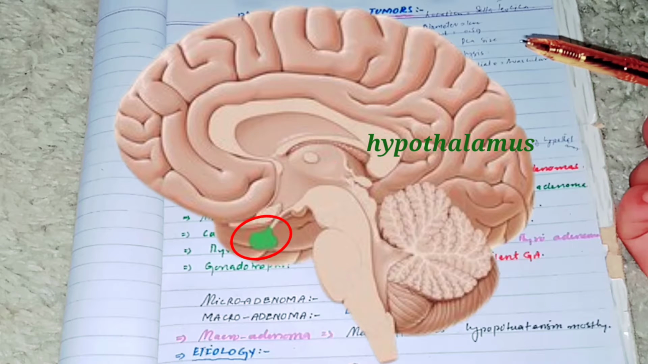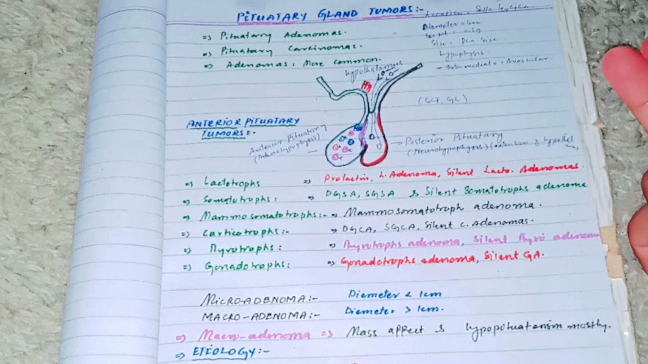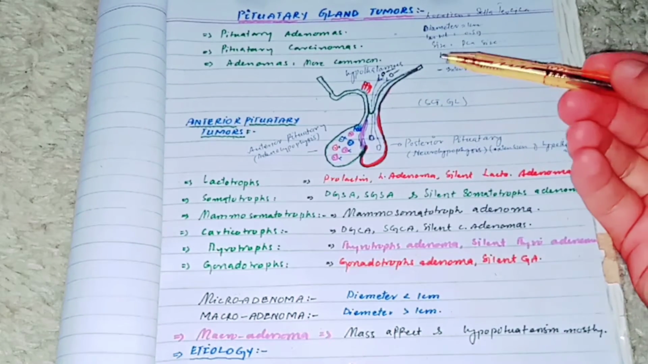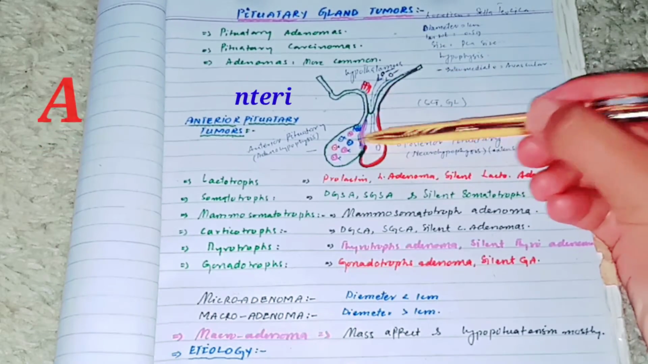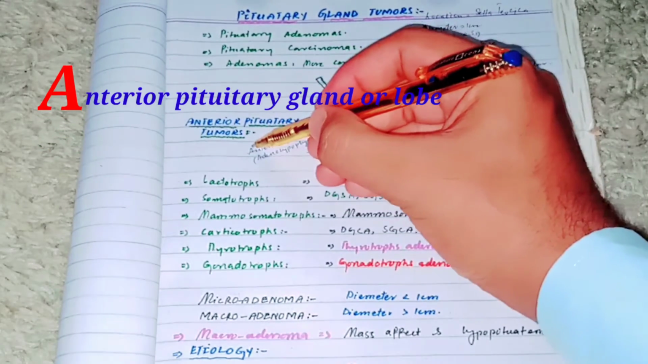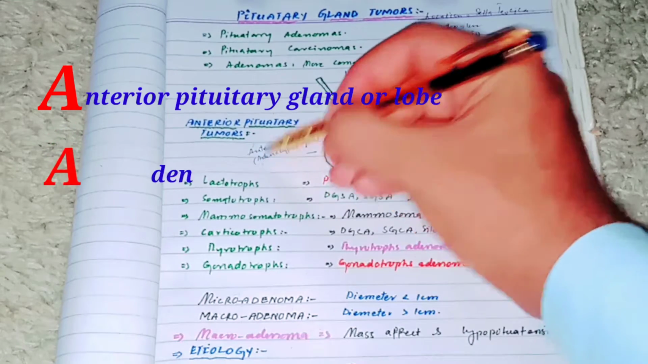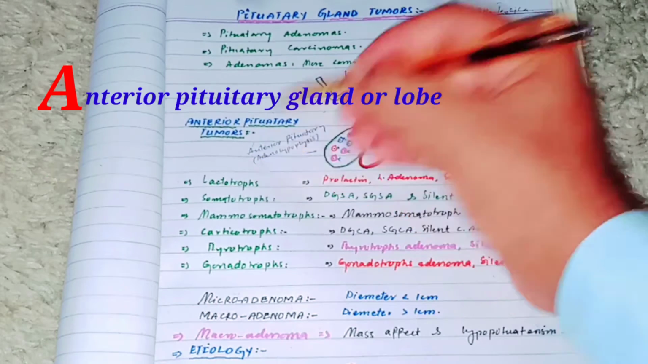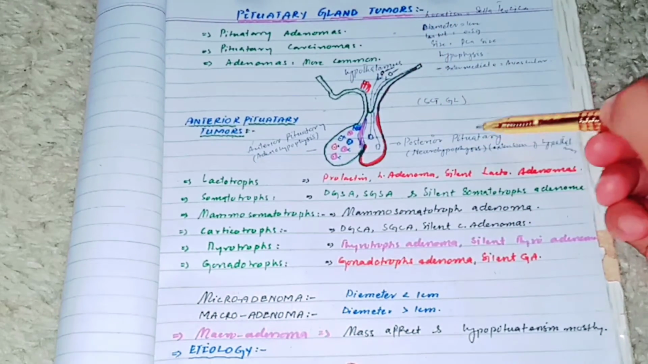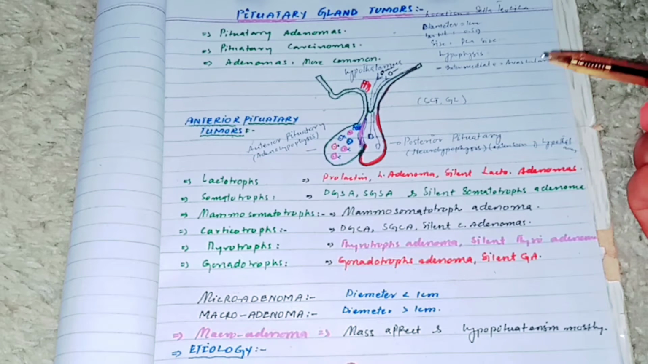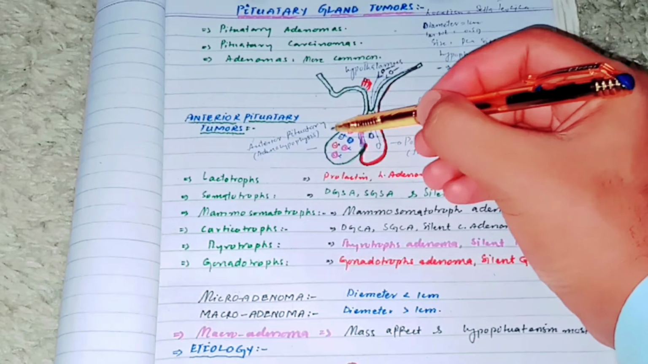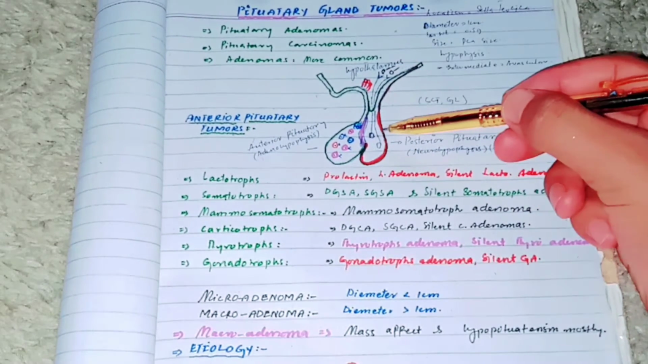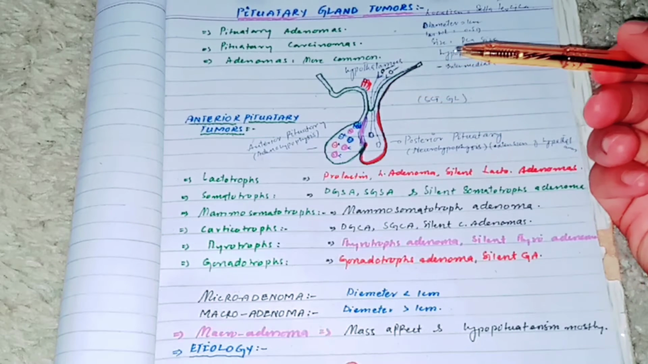Now, the parts of the pituitary gland. There are mainly two parts: one is the anterior pituitary, the other is the posterior pituitary. The anterior pituitary is also called adenohypophysis. Here you can see there is A in anterior and there is also A in adeno, so you can easily memorize that the anterior pituitary is also called the adenohypophysis. And the posterior pituitary is also called the neurohypophysis. The anterior pituitary is derived from the pharyngeal epithelium, while the posterior pituitary is actually the extension of the hypothalamus.